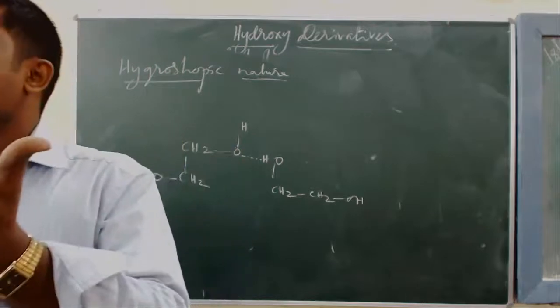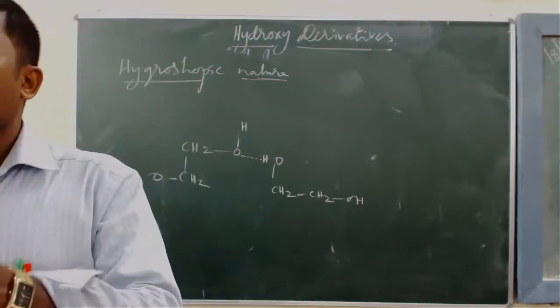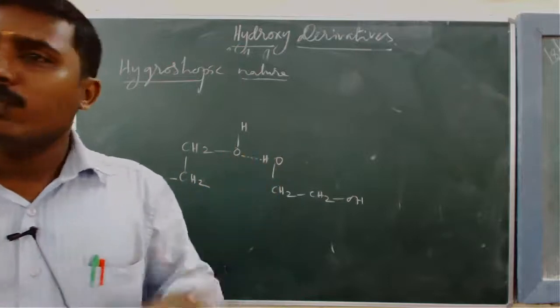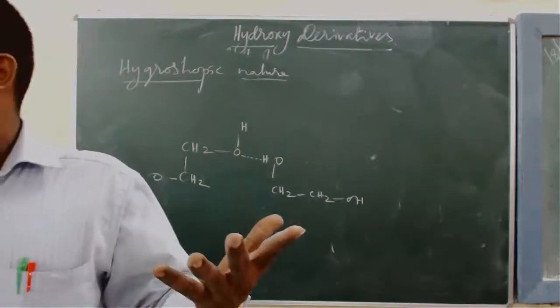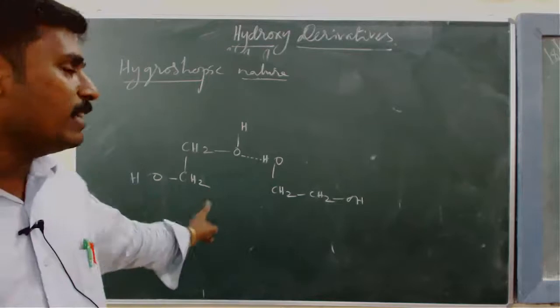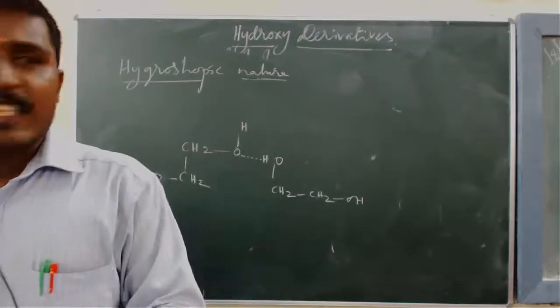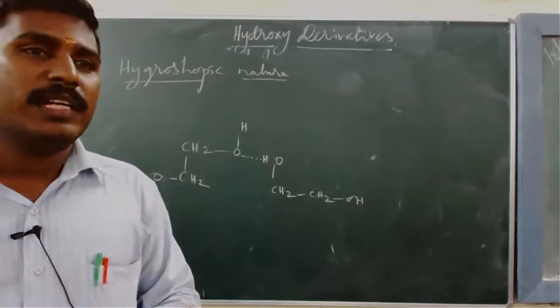But ether does not. Why? Because ether does not contain hydrogen atom. There is no way to form a hydrogen bond. That's why ethylene glycol is insoluble in ether. This explains the hygroscopic nature of ethylene glycol.